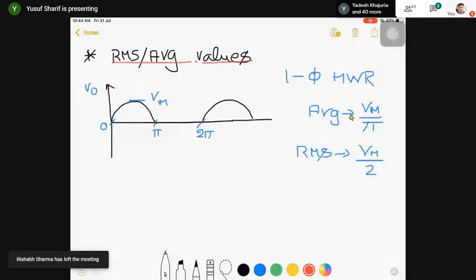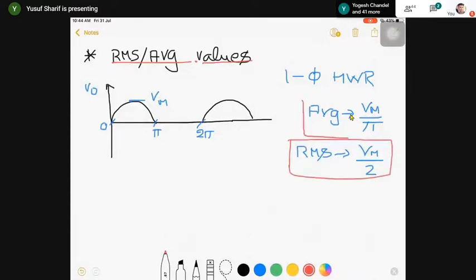Okay, it is Vm by 2, and the average value is Vm by pi. So these are the two results that should always be in your mind. Okay, you need not memorize this. You'll be habituated to this. As you go through the course, you'll be using these results frequently, and you'll be habituated, and it will stay in your mind forever.